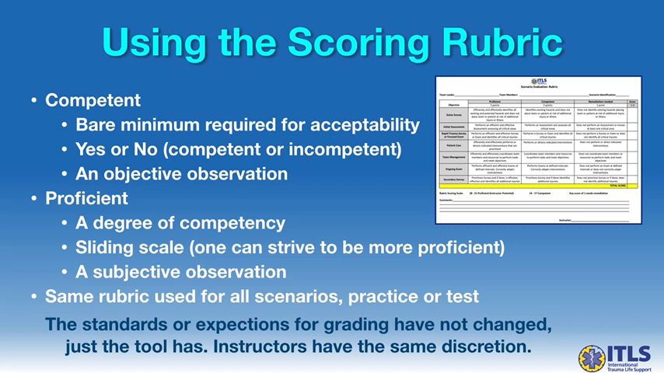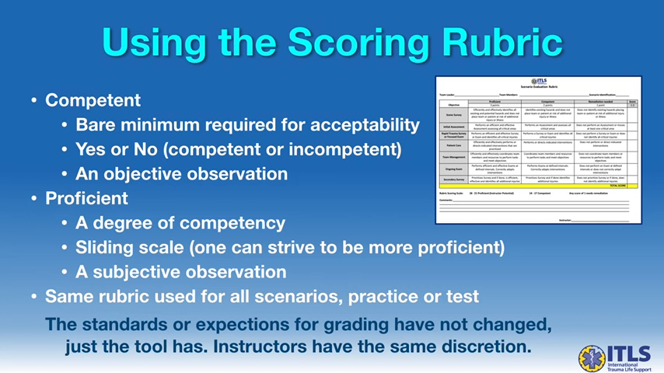Before going over the rubric, it will be helpful to clarify what we mean by the terms competent and proficient. Competent refers to the bare minimum required for acceptability. Competent lives in a yes-no framework. It's a very objective observation. One is either competent or not. If they are not competent, their performance is inadequate and requires remediation.